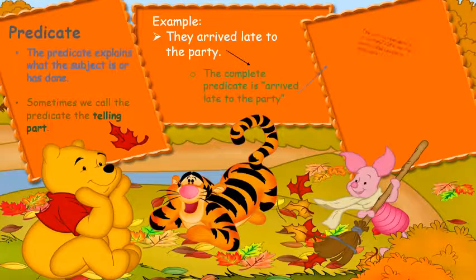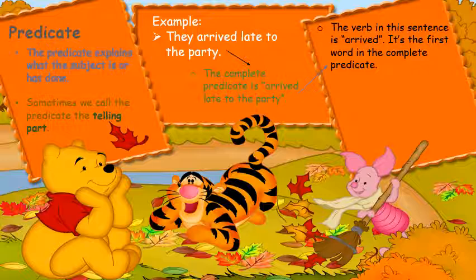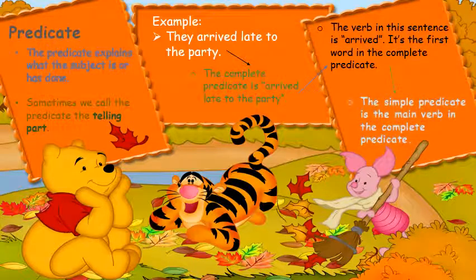So arrived we call the simple predicate. The verb in this sentence is arrived, and it's the first word in the complete predicate. So we call the verb only, notice, the verb only, the simple predicate. The simple predicate is the main verb in the complete predicate.